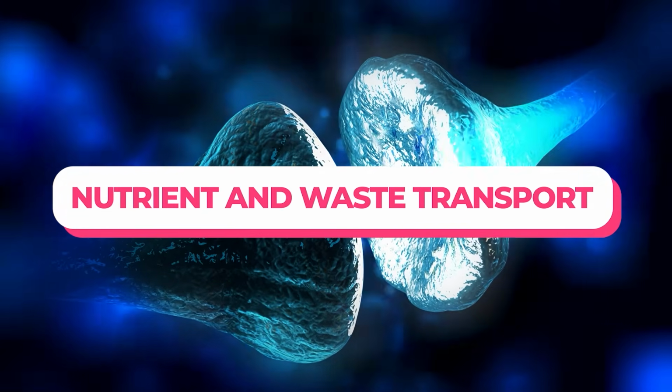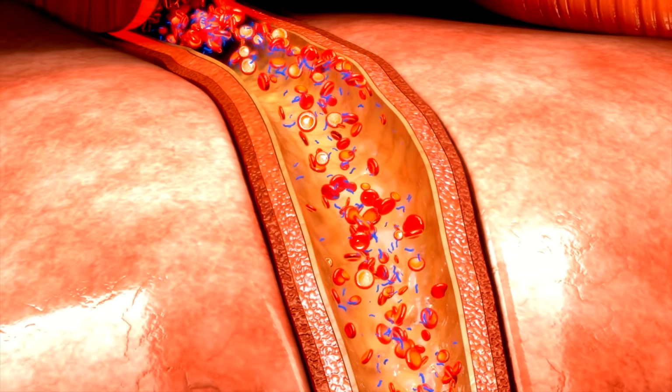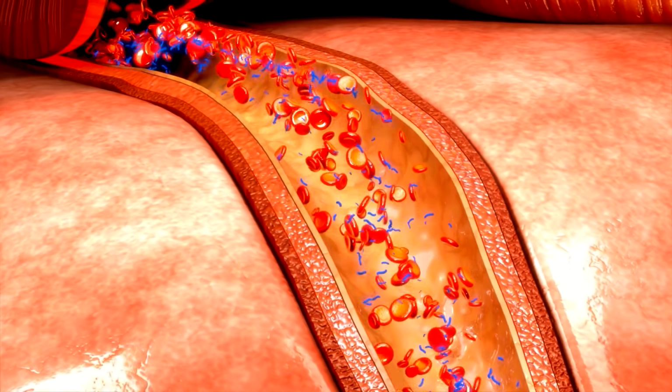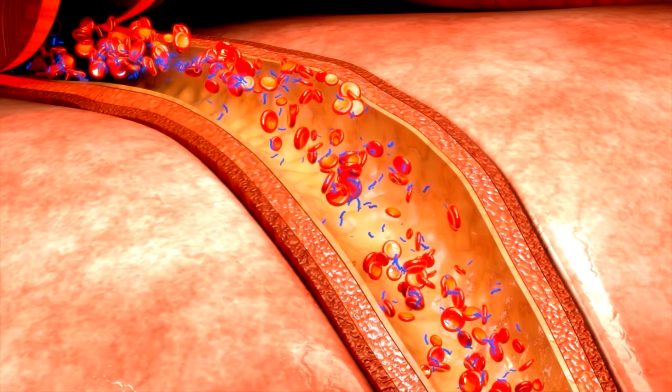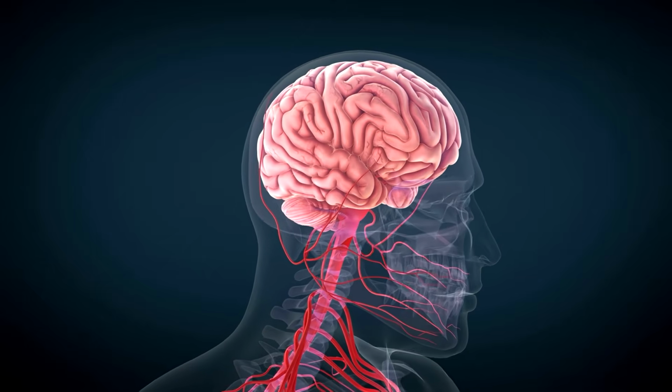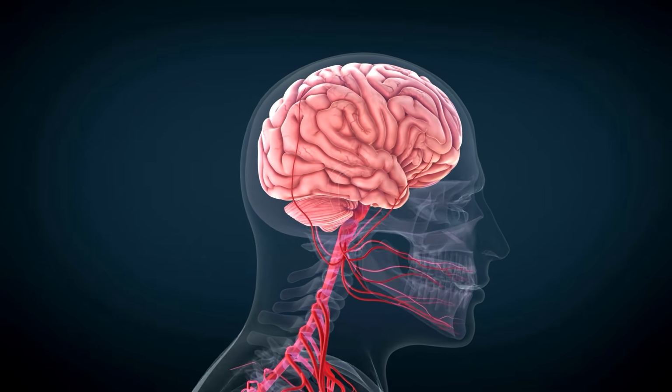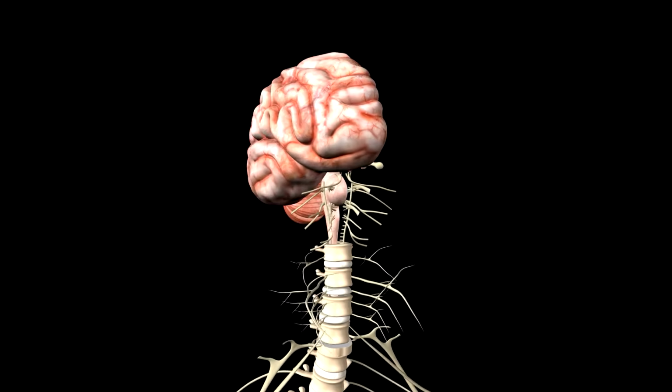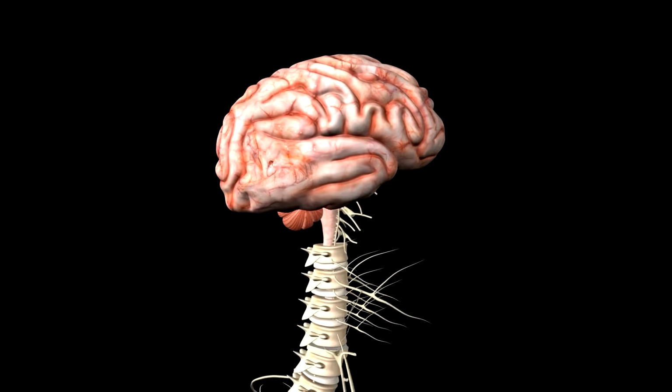Nutrient and waste transport. CSF facilitates the exchange of nutrients and waste products between the brain and the blood. This was the basic overview of the human brain, its components, and the functions they perform. We will go into more detail in some other video.